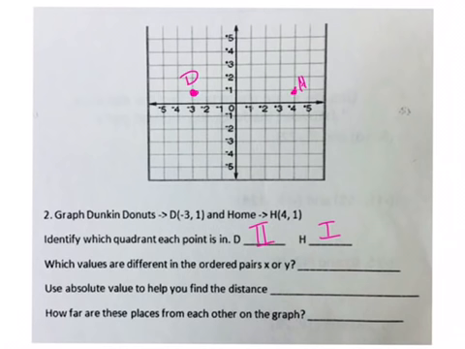Okay, which values are different in the ordered pair? So this time I can see -3, 1 and 4, 1. It looks like the 1's are matching. The -3 and the +4 are different, so that is again the X that is different.